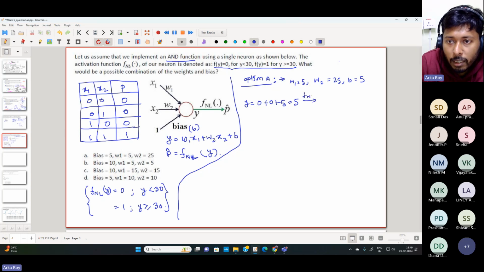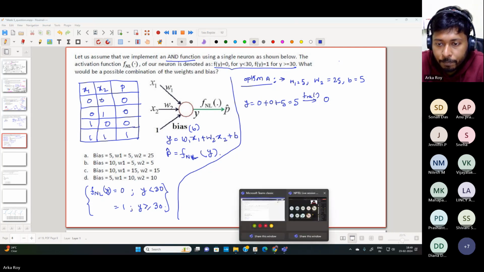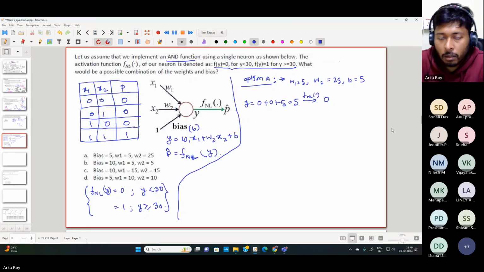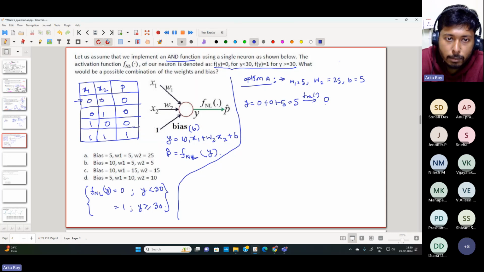Now you apply FNL. You have seen from the definition that if y is less than 30, then the output is 0. So you can see that the output is 0 if you apply the nonlinear function, and it matches with the class identity also. If the input is 0 0, then the output should be 0, so that is what you are getting over here. So it is matching, and the first case is okay.